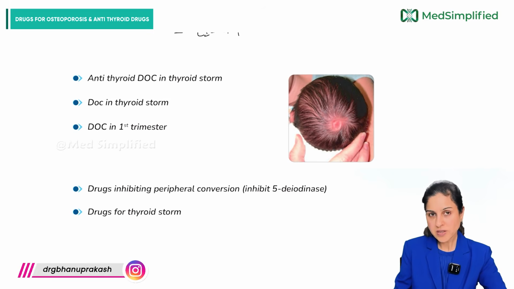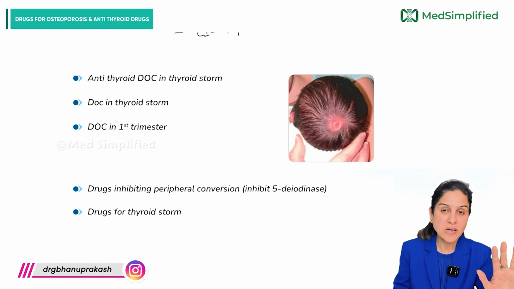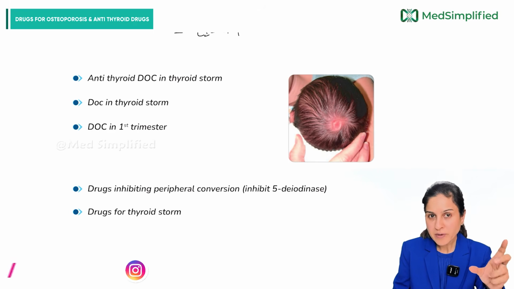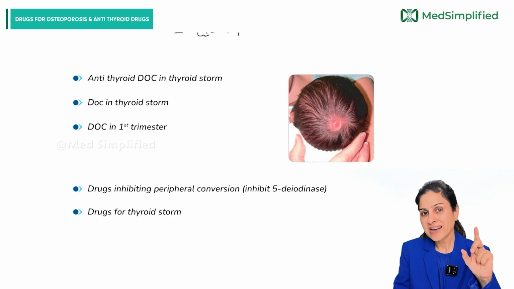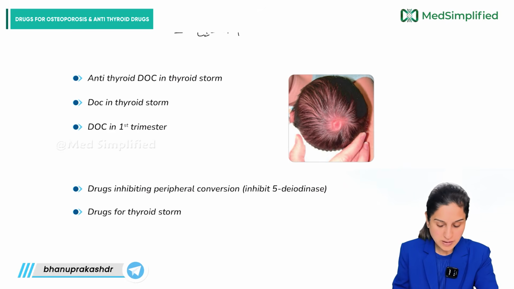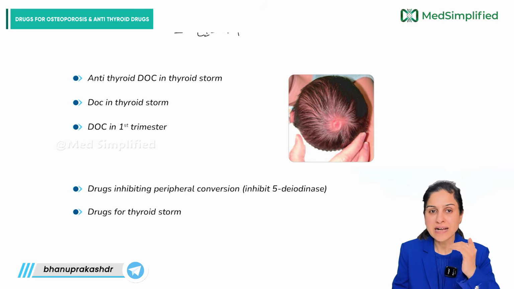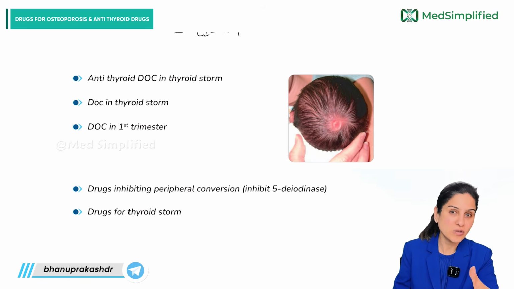Anti-thyroid drug of choice in thyroid storm. Thyroid storm is an emergency where there are increased levels of thyroid hormones, and what we are worried about mainly is that they can cause tachyarrhythmias. Ventricular fibrillation can occur in these patients, because what do thyroid hormones do? They sensitize the catecholamine receptors to the effect of catecholamines.